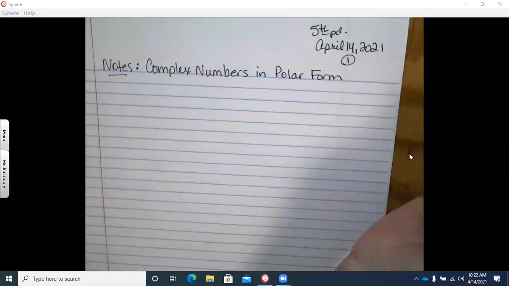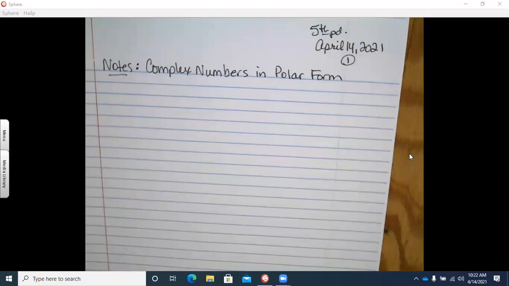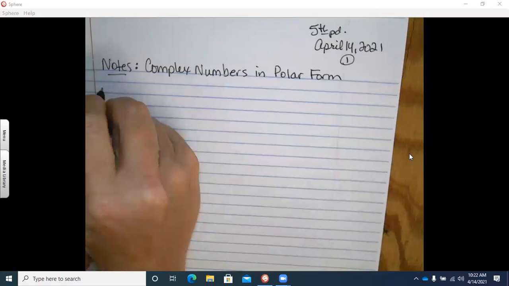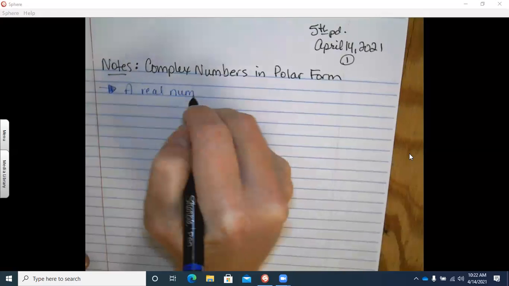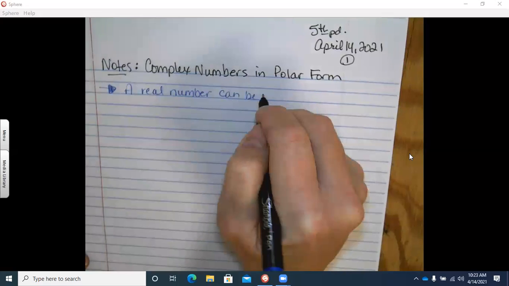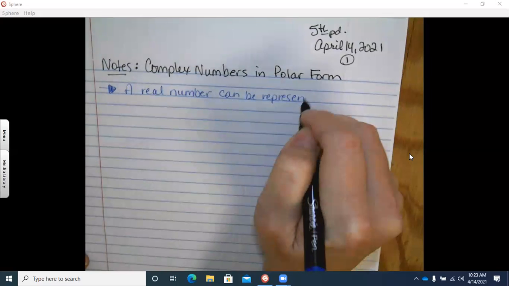Today I'm going to teach you how to plot a complex number on a coordinate plane and how to determine the absolute value of a complex number. Remember, a complex number is a real number and an imaginary number together. So we know that a real number can be represented on a number line, right? That is knowledge that we learned a long time ago, that a real number can be represented on a number line.